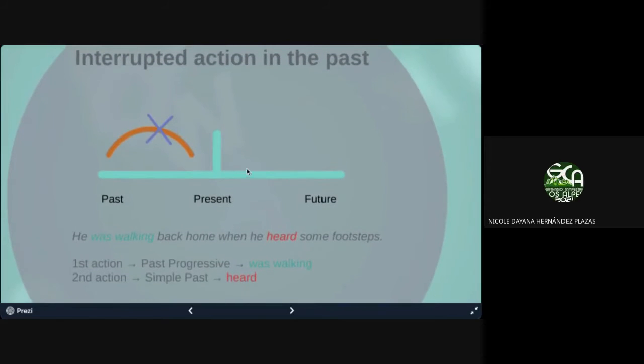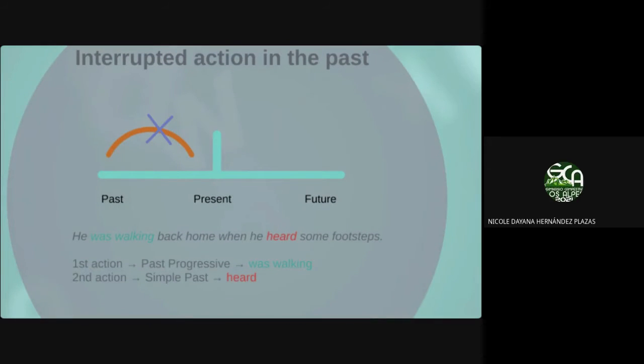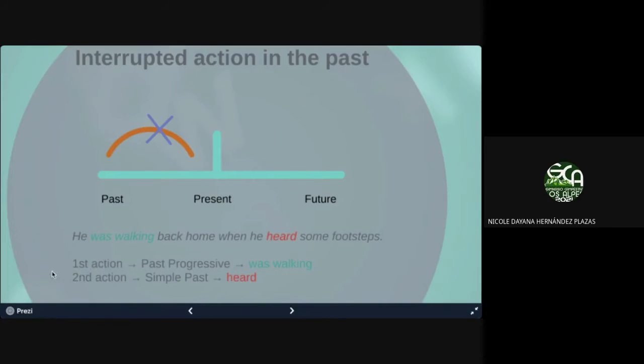Look at this one. Let's take a look at our example. I am going to ask Geronimo, baby, can you please help me reading this part here, the example and the two clarifications? Yes, profe. Okay. He was walking back home when he heard some footsteps. First action, past progressive, was walking. Second action, simple past, heard. Thank you, baby. So look at this. An interrupted action in the past. He was walking back home when he heard some footsteps.